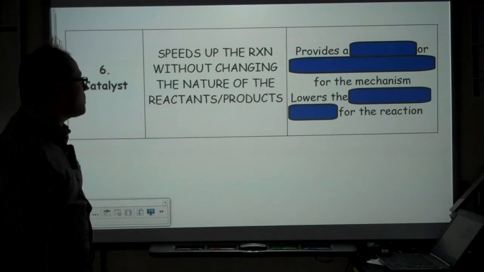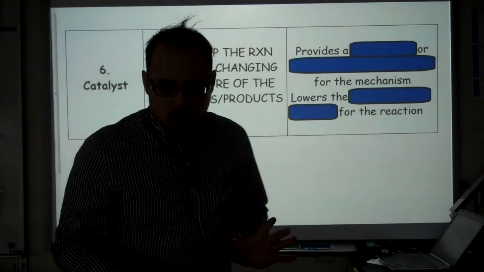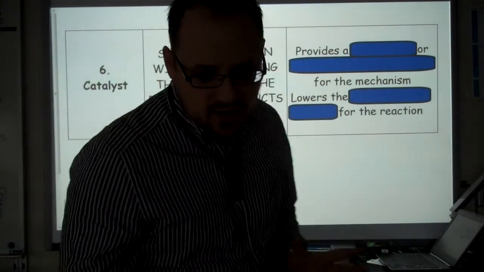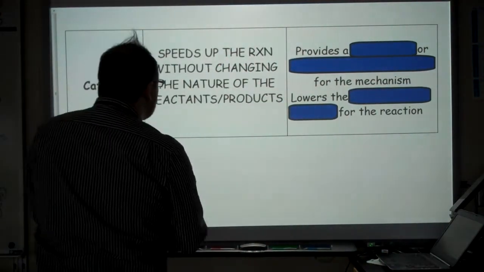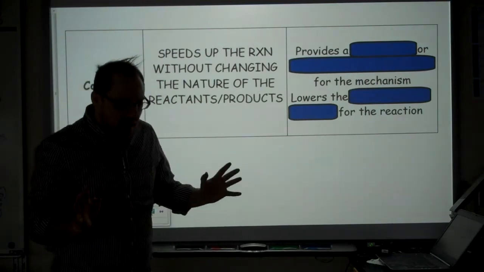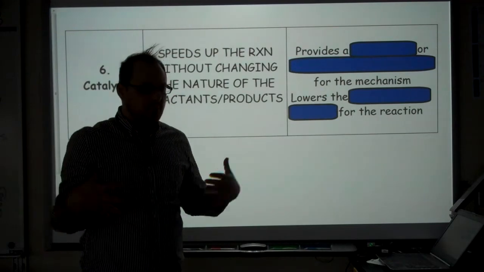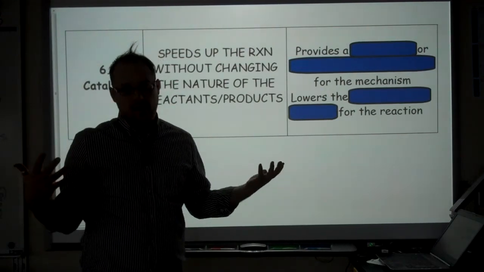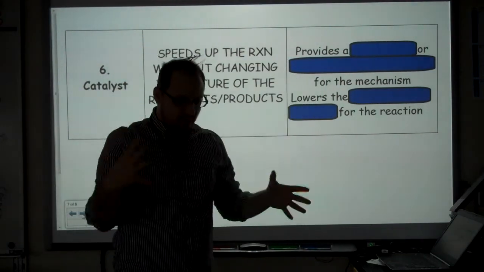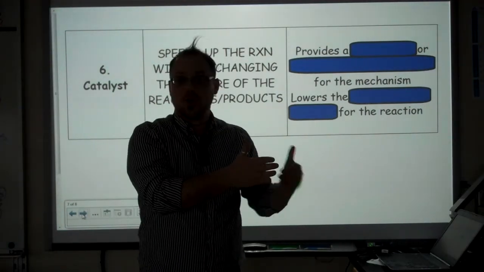Let's talk about the last criteria, a catalyst. A catalyst is like a tool, okay? And a catalyst is important because it speeds up the reaction without changing the nature of the reactants or the products. So it's kind of like a traffic man or a traffic cop. Imagine pulling up to a four-way intersection and the power's gone out, right? Everybody knows that when you go to a four-way intersection and the lights aren't working, you take turns and the cars just go one at a time.